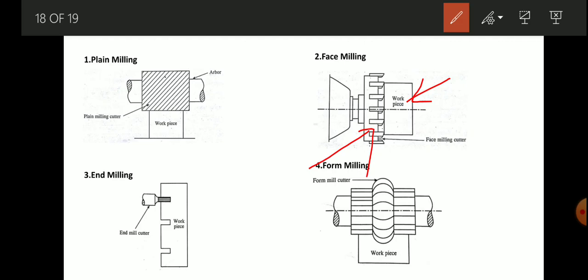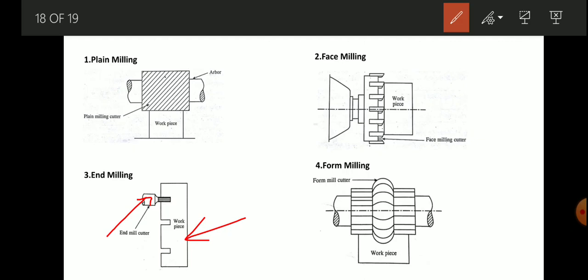Now coming to the end milling cutter. In end milling, we can see an end milling cutting tool and a workpiece. It is a process of producing a surface on the workpiece, which may be horizontal, vertical, or at any angle with reference to the table. We can produce a flat surface vertically, horizontally, or an inclined surface.